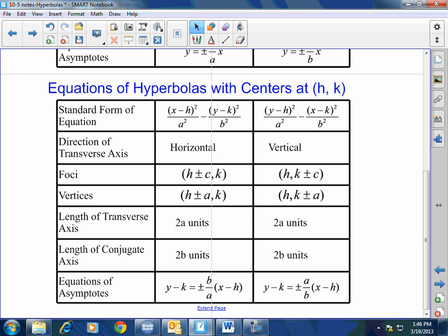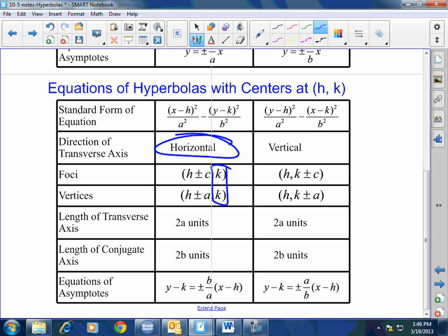A couple little tricks, a couple little things that you may want to just try to remember. This is kind of the reverse of the ellipses. When you have a horizontal or x-axis transverse axis, the k's will be the same. Okay? The k's will be the same for the foci and the vertices. And when you have a vertical transverse axis, the h's will be the same. So it's kind of reversed. I try to always show you little nuances that I noticed, and that's one of them. So try to remember that, guys.